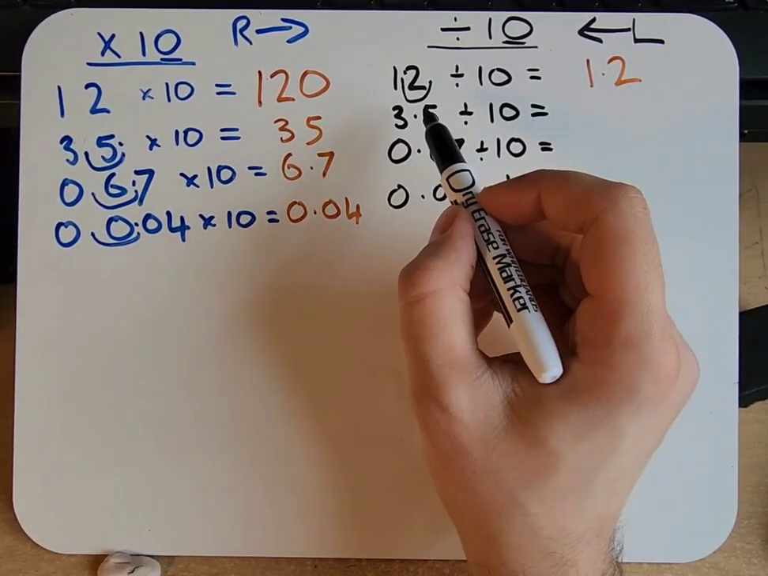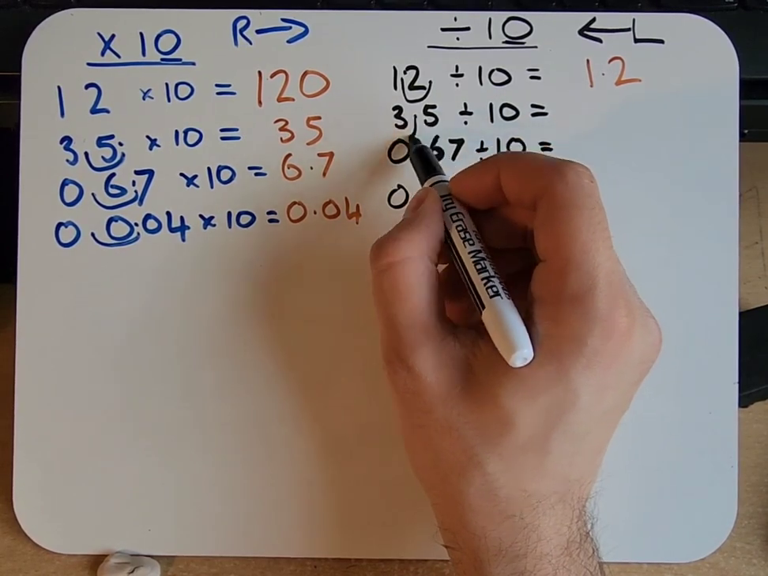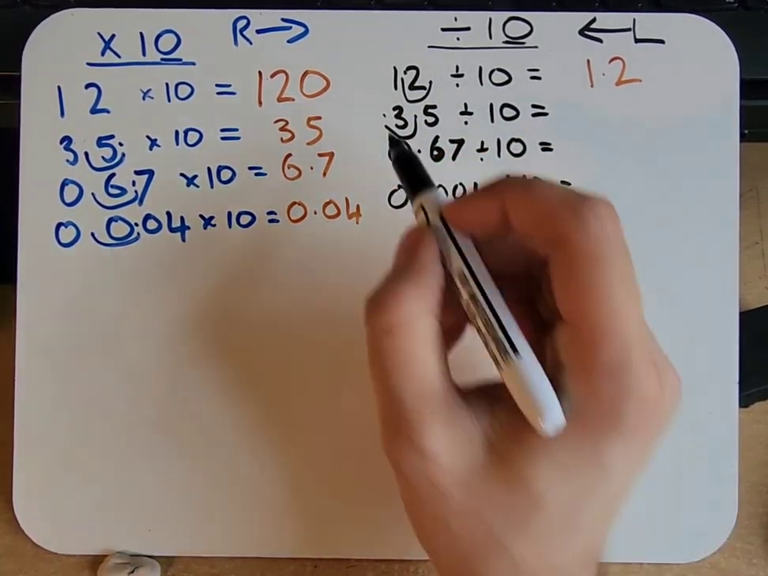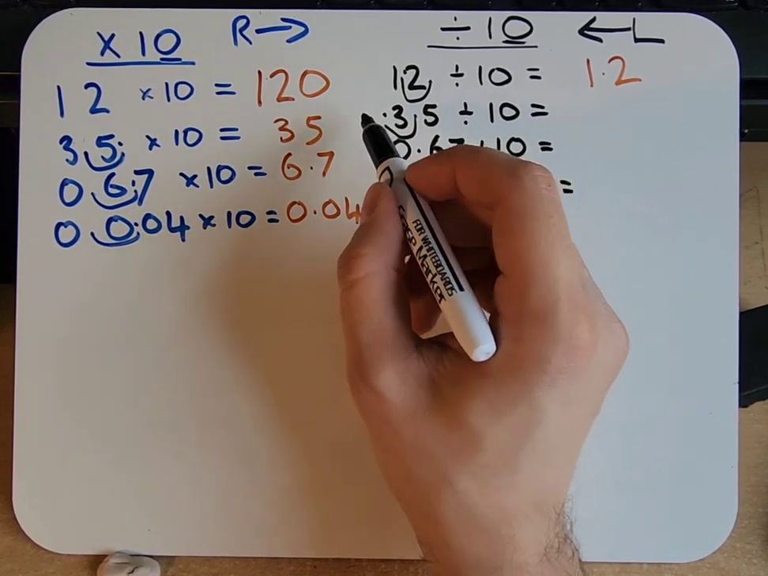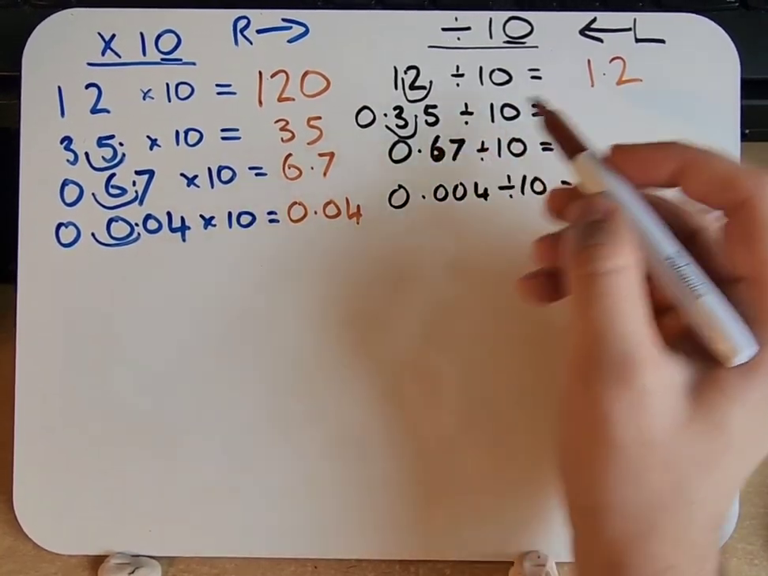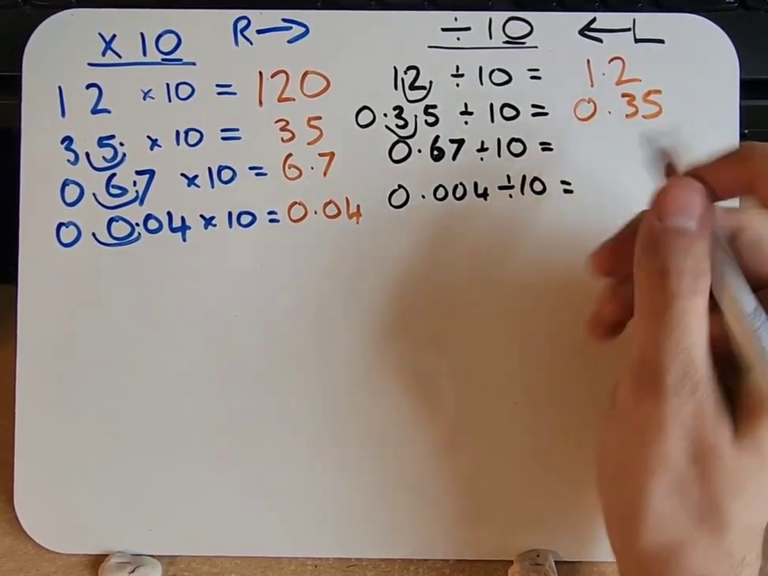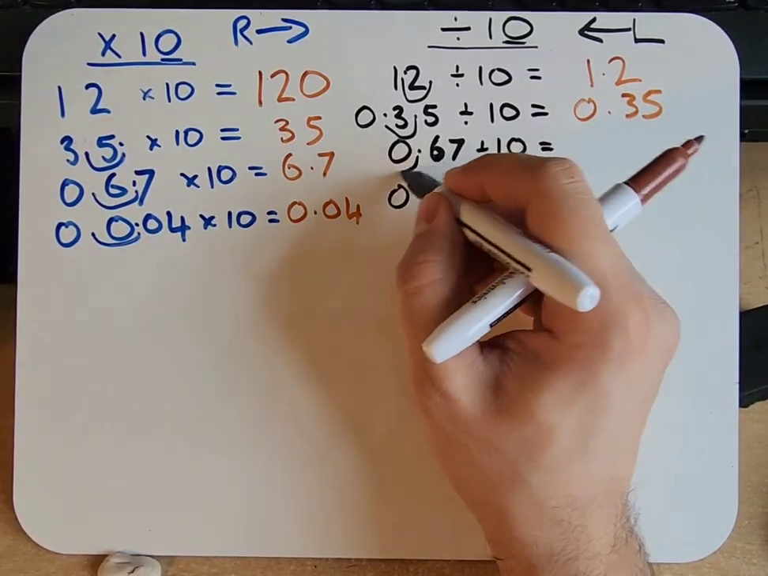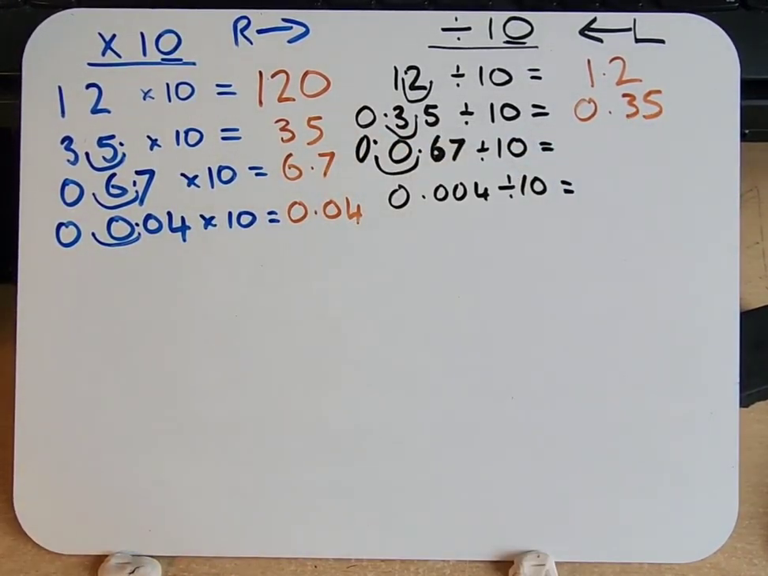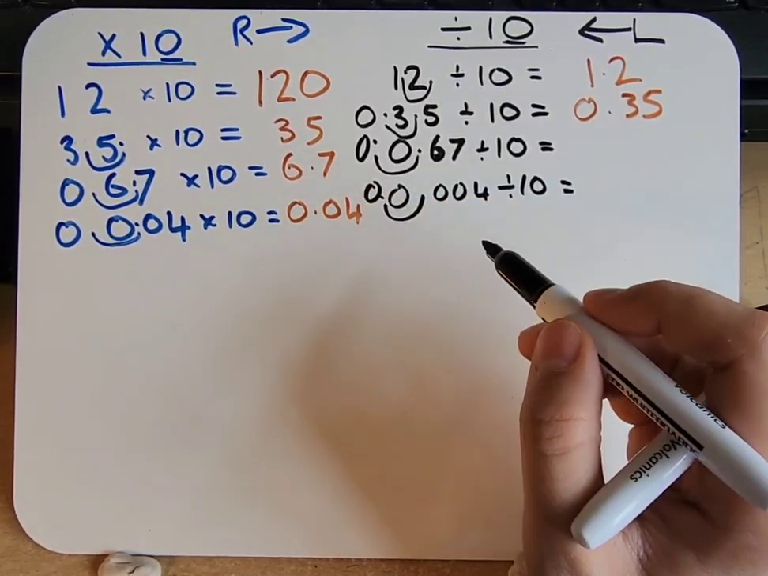There we go. So our answer becomes 1.2. Here our decimal place is between 3 and 5. We're going to move to the left once and it's going to come at the front. So what we need to do is put a 0 at the front of it. So this would be 0.35. Here we'd move across 1 and we need a 0 at the front. And we'd do the same here as well. I'll pop the answers in.